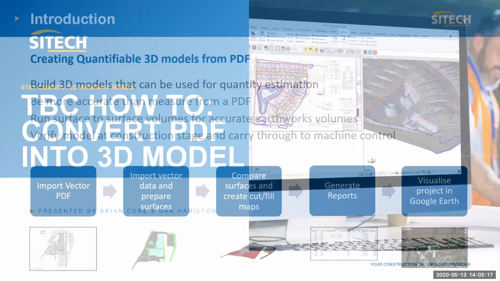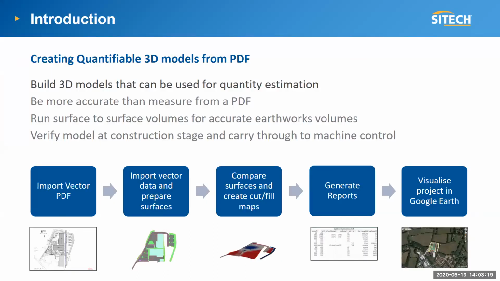Okay, so what we're going to look at today is creating quantifiable 3D models from a PDF. Generally, this would be used at a tender stage when you can't get your hands on a 3D CAD or a DGN or something like that, where they're only going to give you PDFs. They're not going to give you any DXFs or anything like that.